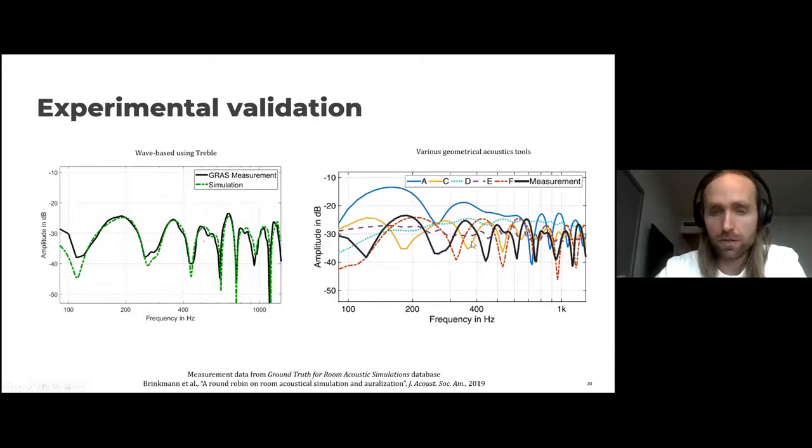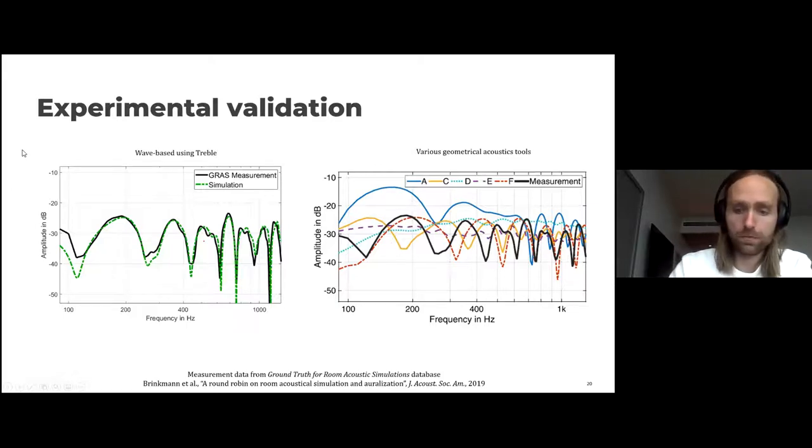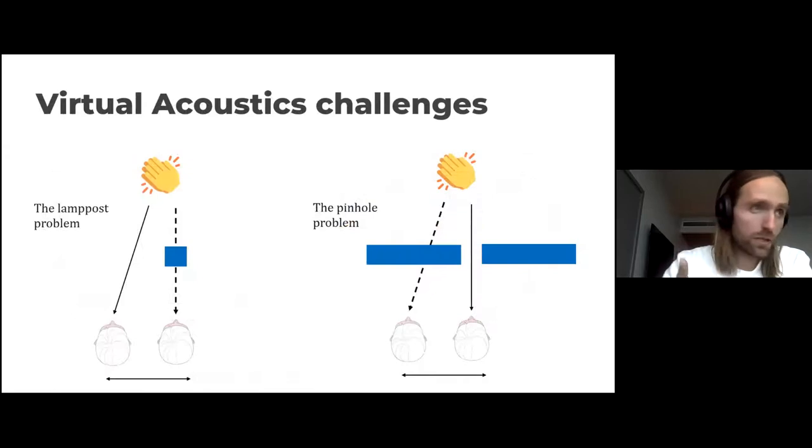It's the frequency response between the source and the listener in that setting. And all these different curves here are different geometrical acoustics tools trying to model this scenario. In all cases, you see that they cannot capture the measured transfer function because they don't include the wave nature of sound. Whereas here, if we use a wave-based approach, then we capture this behavior quite well. This was for a static scenario.